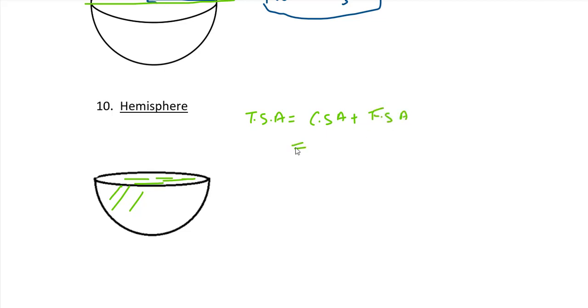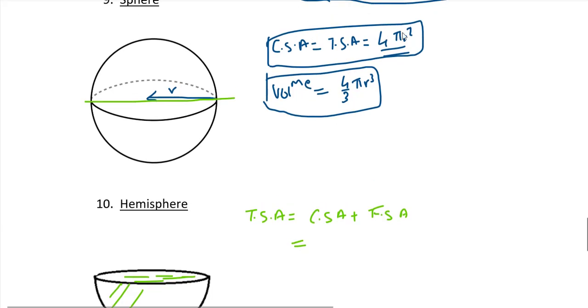Curved surface area will be half of the sphere's. In case of hemisphere, the curved surface area will be half of the curved surface area of sphere, which is half of 4 pi r square, which will come out to be 2 pi r square, plus flat surface area. Now flat surface area will represent a circle having the same radius as that of the hemisphere. Let's call it r. So this will be pi r square. If you add 2 pi r square plus pi r square, it will give us 3 pi r square.